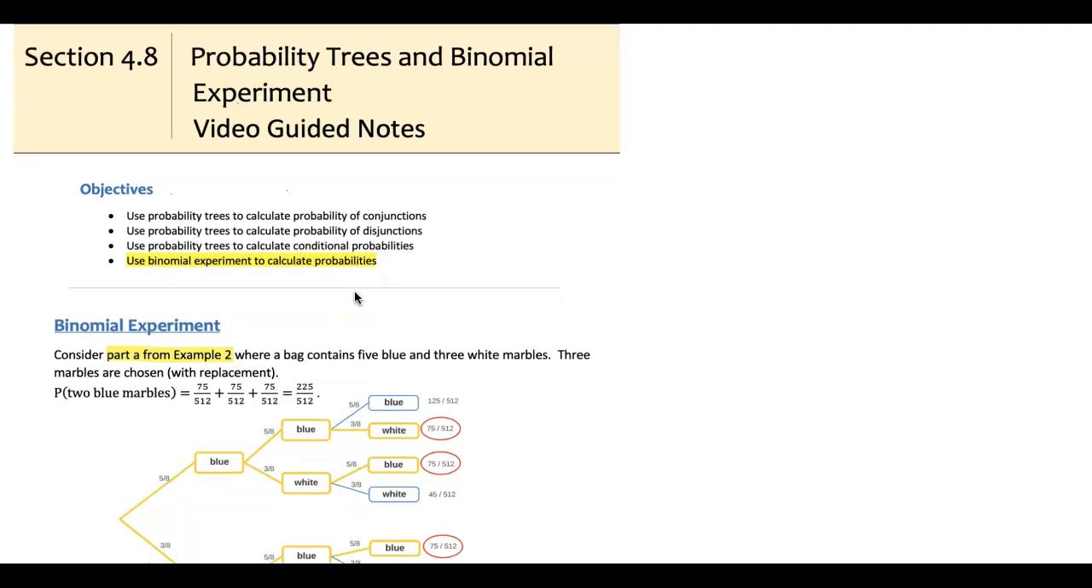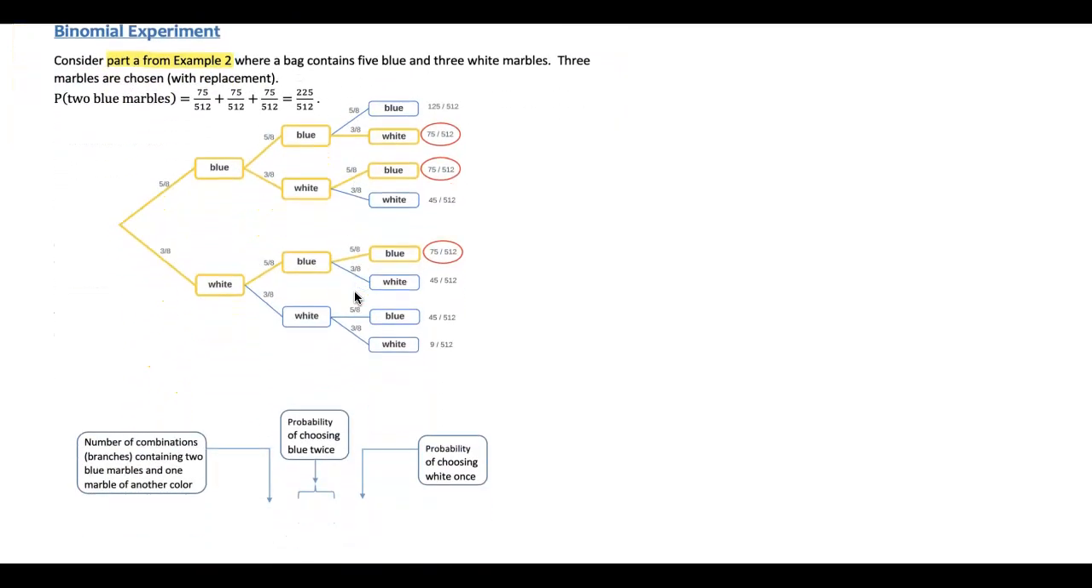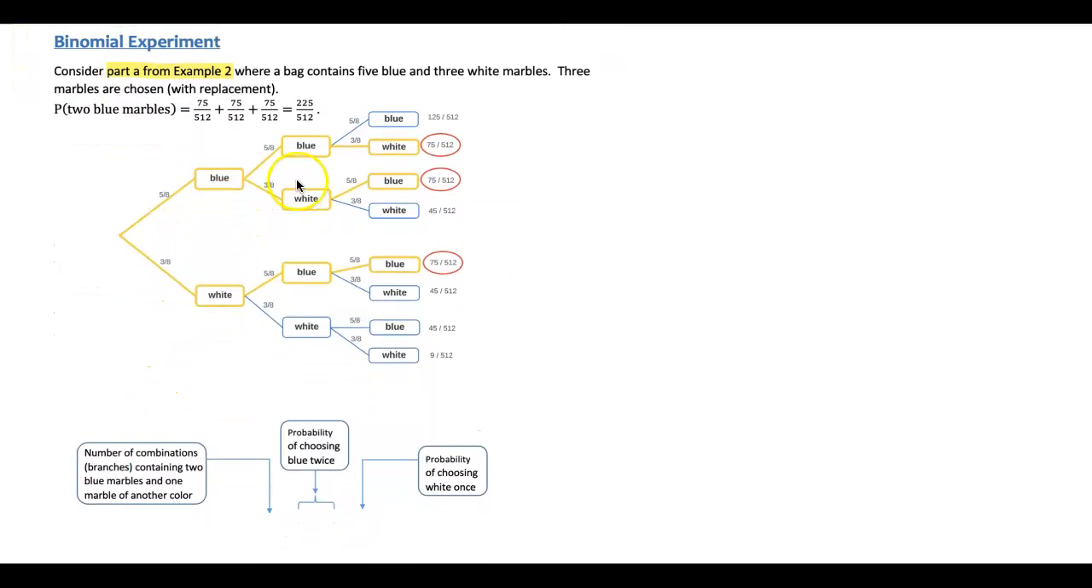Let's introduce binomial experiment. Consider Part A from Example 2, where a bag of marbles contained 5 blue marbles and 3 white marbles, and our goal was to find the probability of 2 blue marbles. We found every branch that had 2 blue marbles, and we added their probabilities together to get a total of 225 out of 512 for our total probability. This was in Video 1 of Section 4.8, if you'd like to go back and review it.